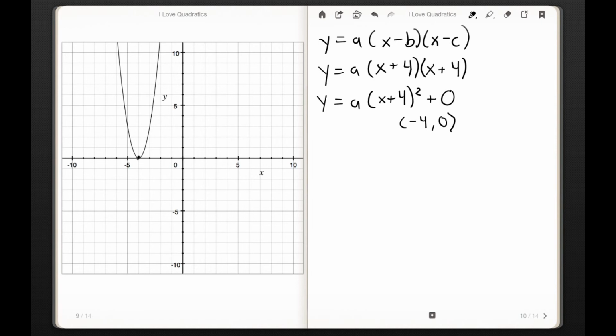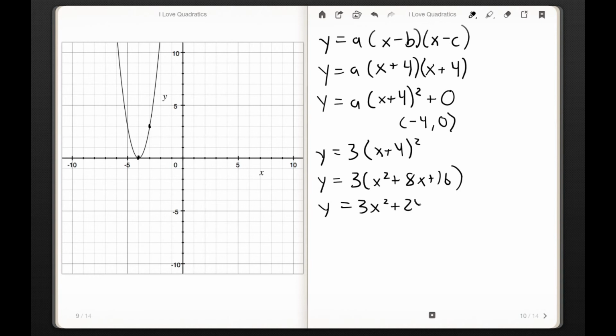So because this is the vertex, we can use that pattern to find a without having to calculate it. What does y change by when x changes by 1? We can see that it goes up by exactly 3 to that point right there. So this is y equals 3 times x plus 4 squared. In standard form, there we go.